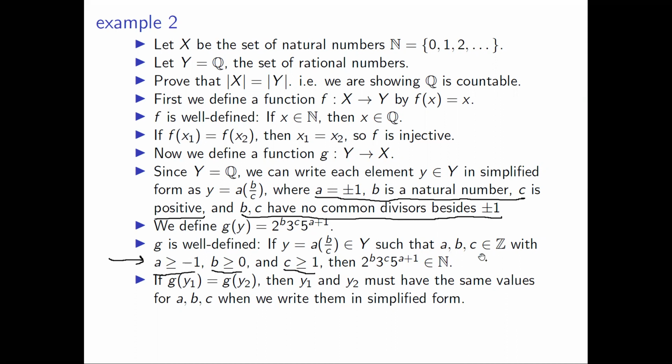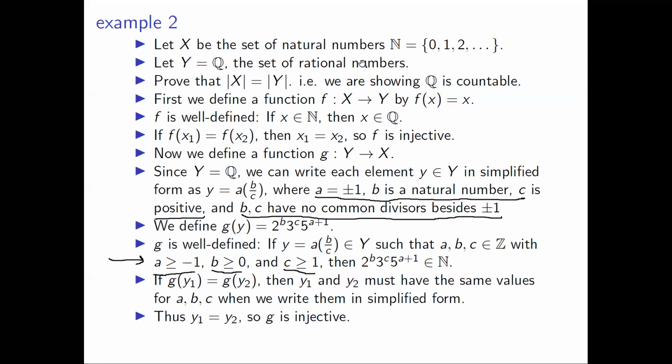So since the a, b, and c values that we get are the same for both y1 and y2, that means that y1 and y2 are both written the same way in simplest form, and thus y1 and y2 are the same fraction. And so y1 equals y2, that means that g is injective, because all we assumed was that g of y1 equals g of y2, and we derived that y1 equals y2.